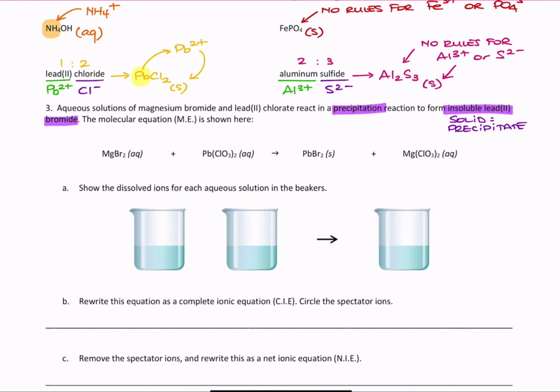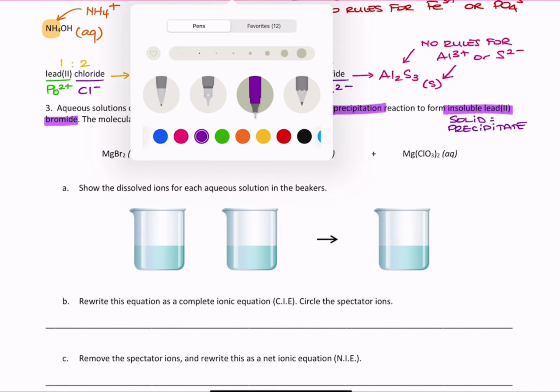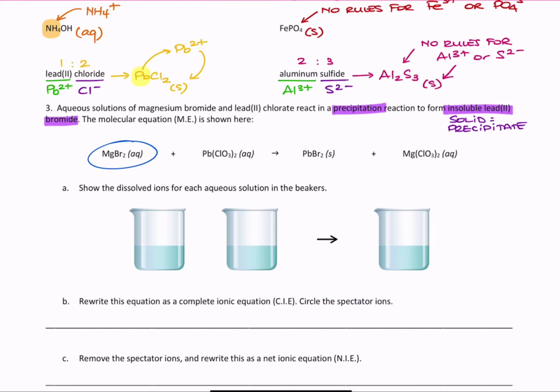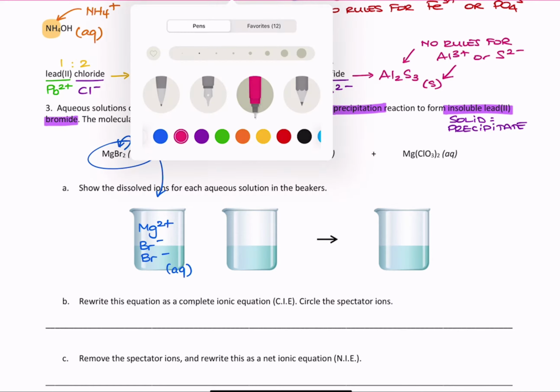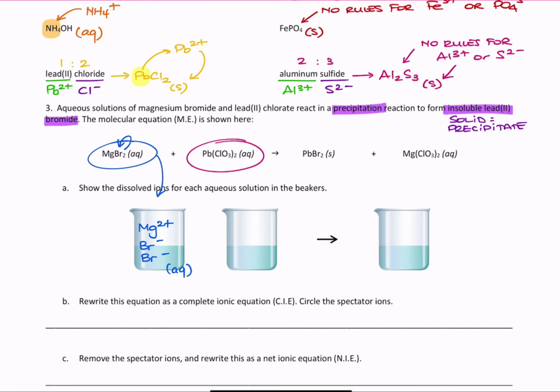The first part asks us to show the dissolved ion for each solution in the beakers. So let's do magnesium bromide first in this beaker. So when we have the magnesium bromide, notice that there are 2 bromide ions per magnesium ion. So this beaker will contain 1 magnesium ion and 2 of the bromide ion, all of them in the aqueous state. Okay? The second beaker consists of the lead 2 chlorate.